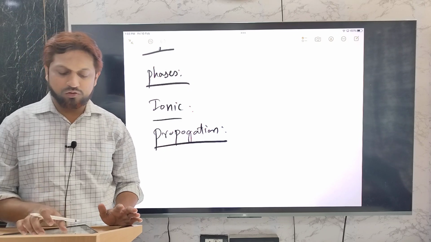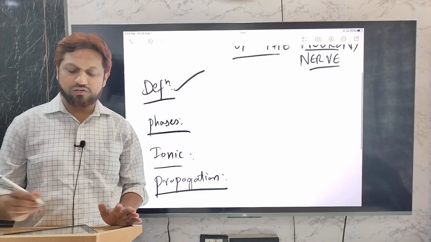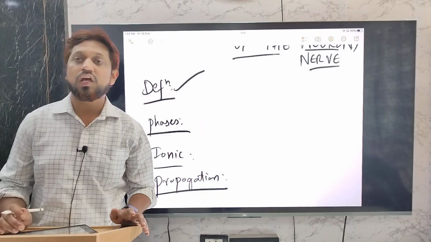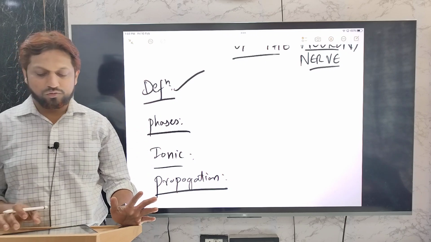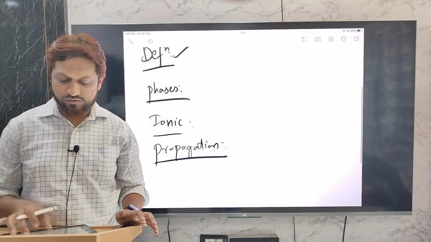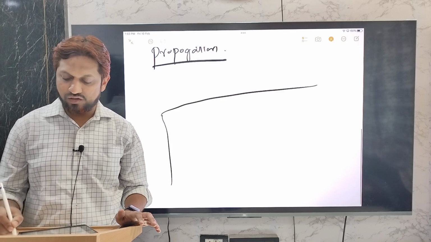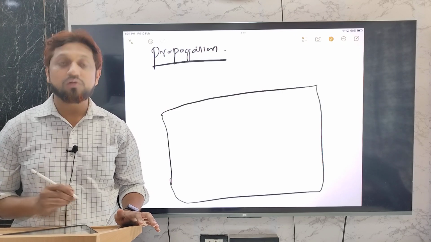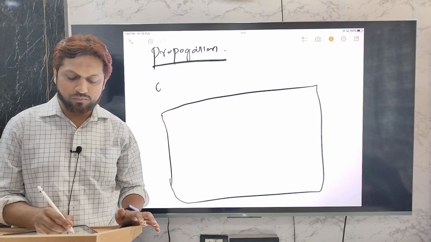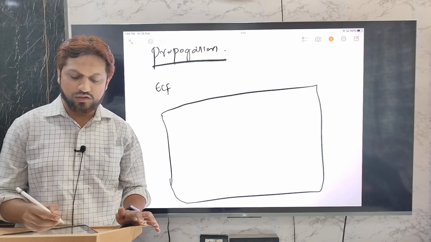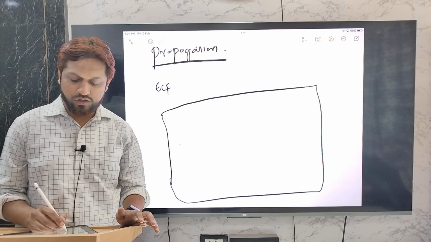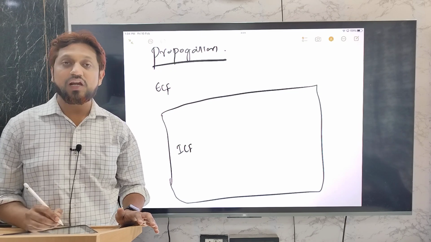Now, first coming to the definition of the action potential, what exactly does it mean? To understand this definition, I'll just draw a rough diagram of a neuron. So consider this as a neuronal cell. The fluid which is present outside is called ECF, that is extracellular fluid, and the fluid which is present inside is called intracellular fluid.